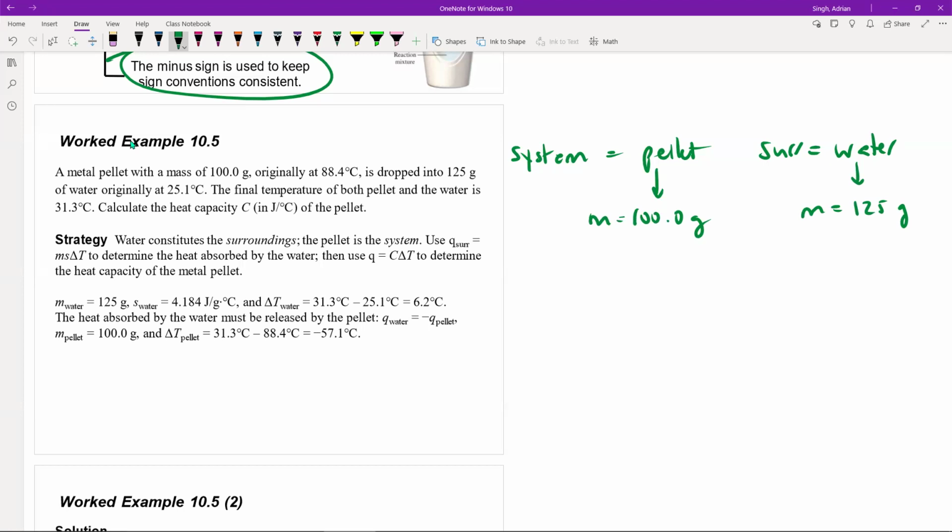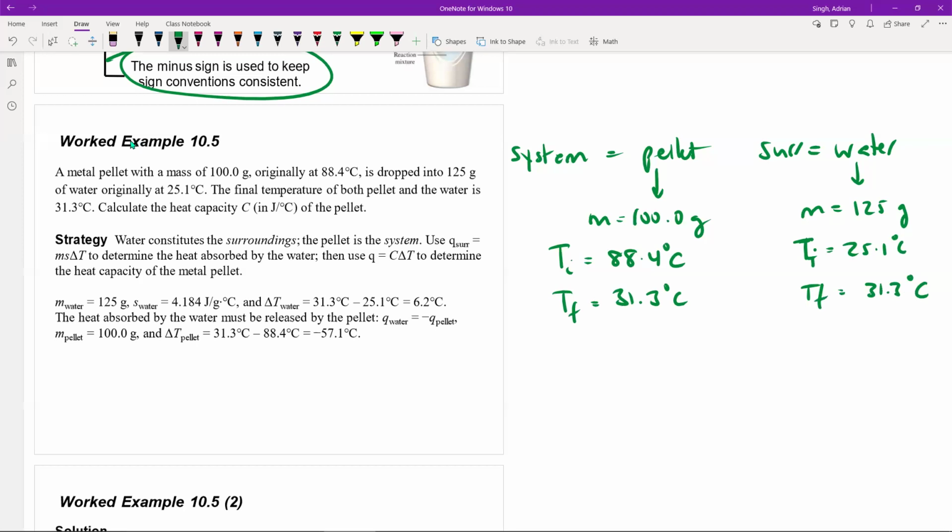The initial temperature here for the pellet, T_i, is 88.4. We see the final temperature of the pellet is the same as the final temperature of the water, which is 31.3 degrees Celsius. For the water, the initial temperature is 25.1 degrees C. The final temperature of the water is 31.3, the same as the pellet. And that's all the information that we're given.